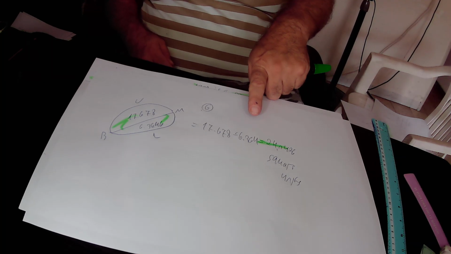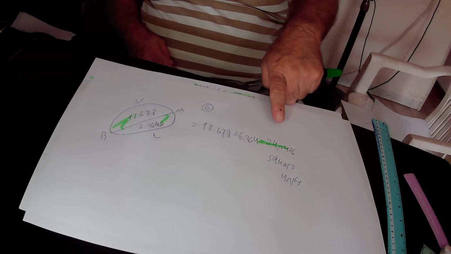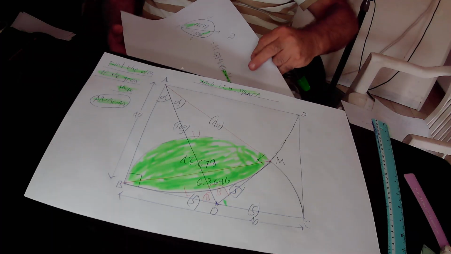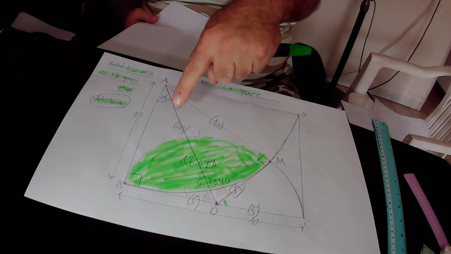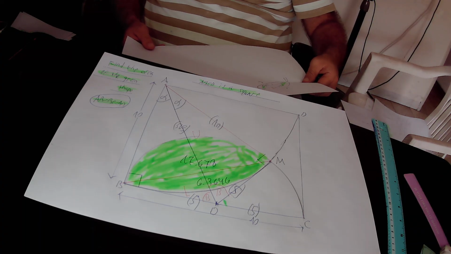17.678 plus 6.3646, in total, is equal to 24.0426 square units in size. So we found that the area we are looking for in this question, that is the area of this green shape, in total is equal to 24.0426 square units in size.